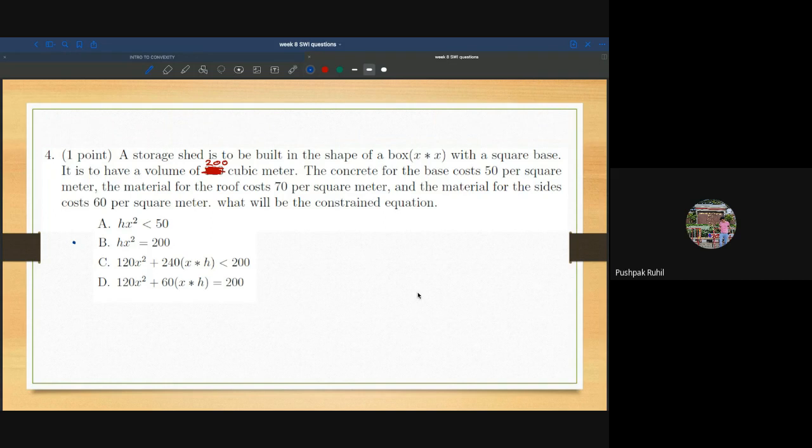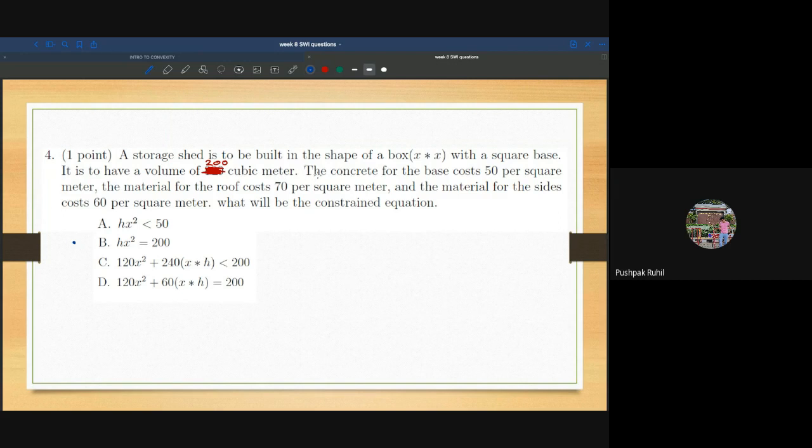Okay, so I am getting option B in the chat. So let's discuss this question. The question says that a storage shed is to be built in the shape of a box with a square base, and they've specified that the square base would be x cross x. It is to have a volume of 200 cubic meters.